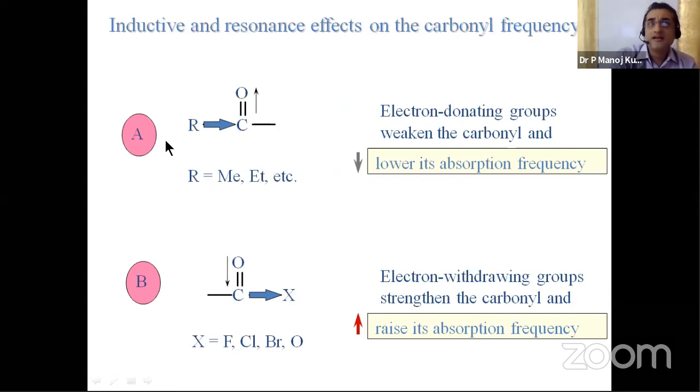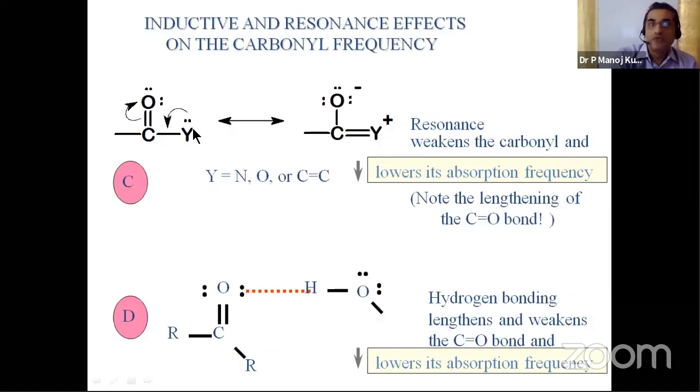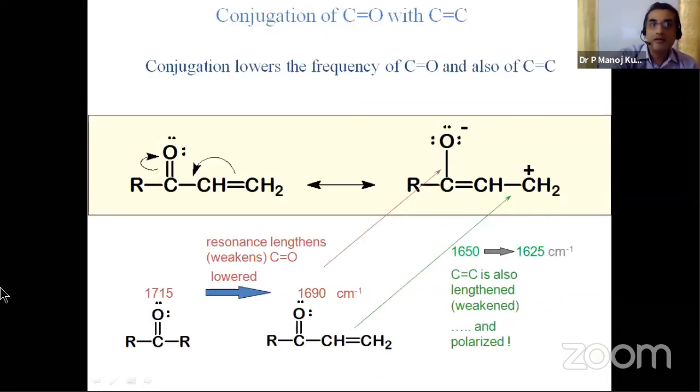What are those factors? Electron donating group will shift it to lower wave number. Electron withdrawing group will shift it to higher wave number. Those atoms which have lone pair of electrons, again, will shift it to lower wave numbers because it will weaken it. Hydrogen bonding will weaken it. So here again an example, a double bond, it weakens it. See here the C double bond O, you are expecting it at 1715, but it is shifting to 1690.